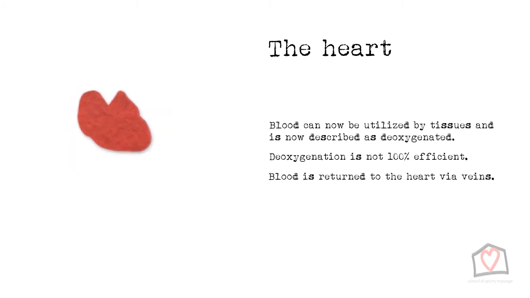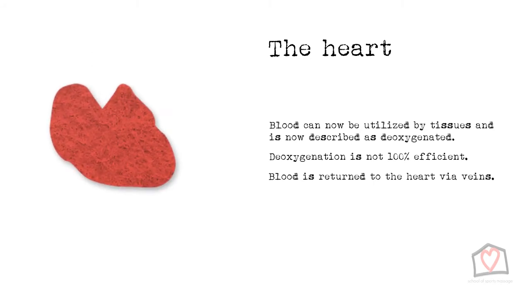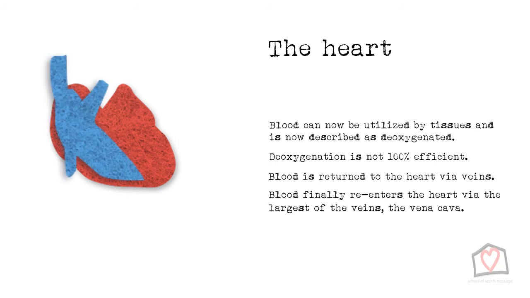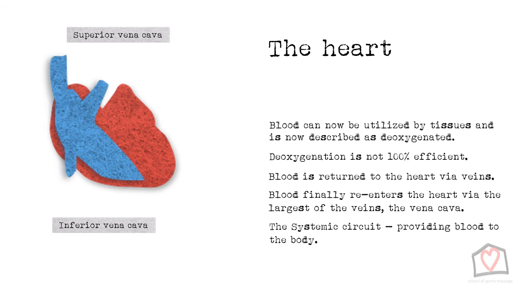As this blood returns to the heart via veins, it will come into larger vessels. The largest of these is the vena cava. You have a superior and inferior branch that return blood to the right atria. What we have just described is the systemic circuit, providing blood to the body.